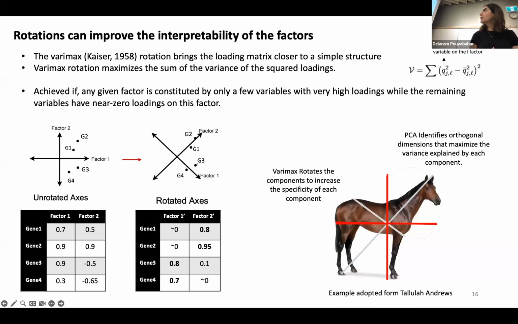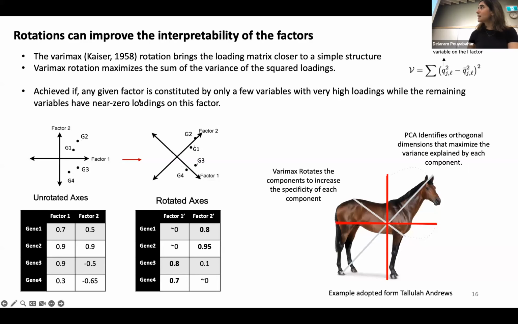And I'm going to show you an example here. I would say that the most common rotation that is out there is Varimax, and it's a relatively old method. Again, it brings the loading matrix closer to a simple structure, and it's mainly applied to PCA. So it's not super common to be applied to other matrix factorization, but it could be.